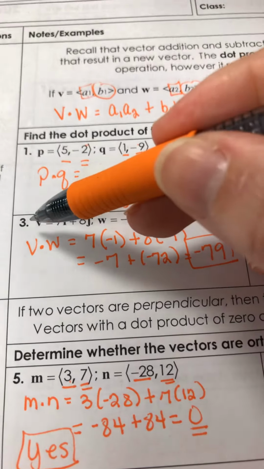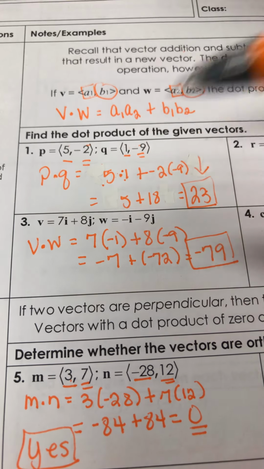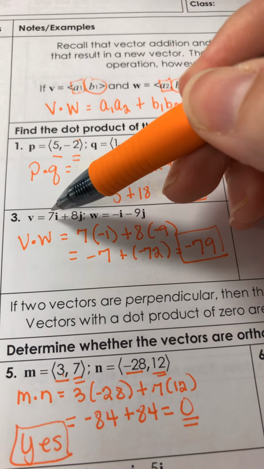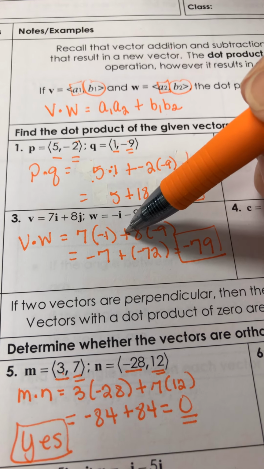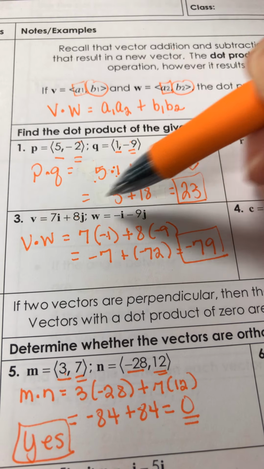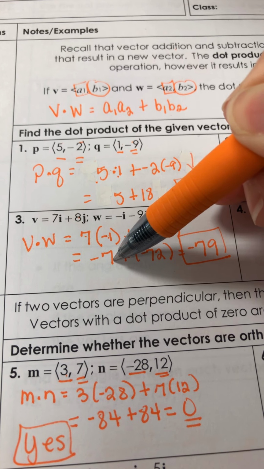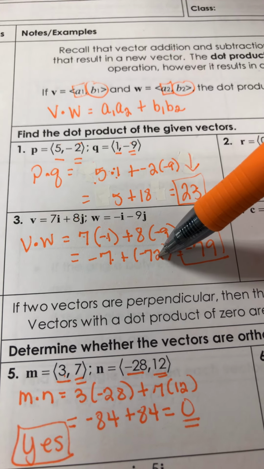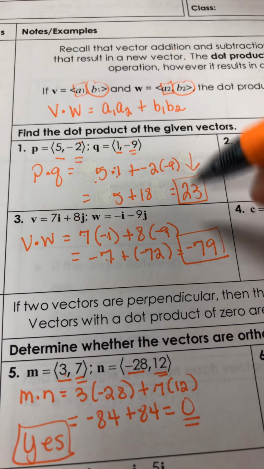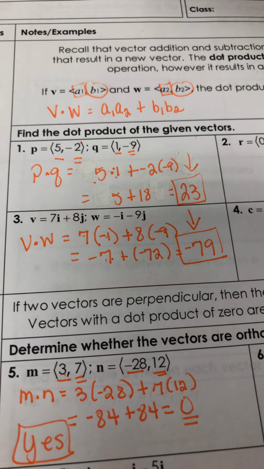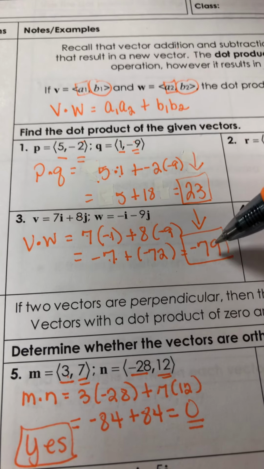Now, if you look at number 3, this vector is written using i and j, but it's still the same concept. You'll multiply your i's together, 7 times -1, plus multiply your j's together, 8 times -9. So 7 times -1 is -7, 8 times -9 is -72, and then add those two values together to get -79. Now -79 is your dot product. Again, it's just a scalar. It's a real number. It's not going to be a vector.